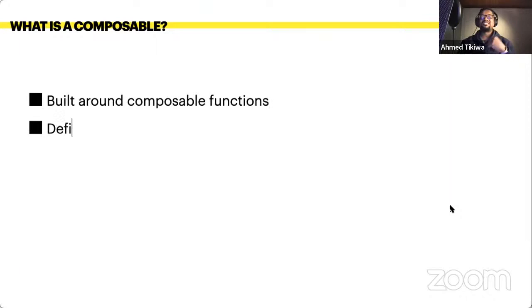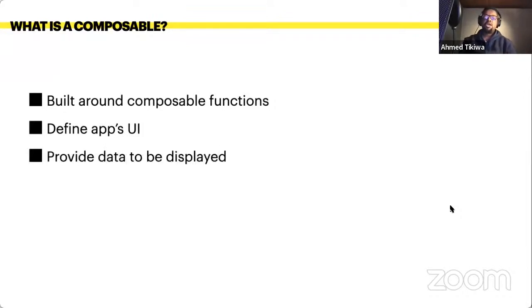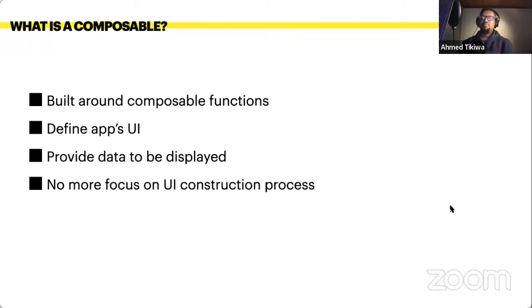So Jetpack Compose is built around composable functions. And within these functions, you define your app's UI programmatically by describing the UI of your app, how it should look. And you also provide the data necessary to be displayed. You therefore no longer have to focus on the process of the UI's construction, such as initializing an element, attaching it to a parent, and so forth.